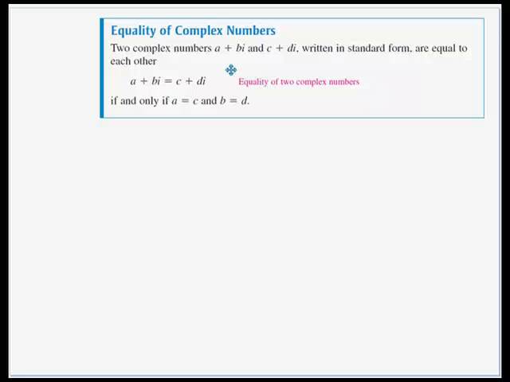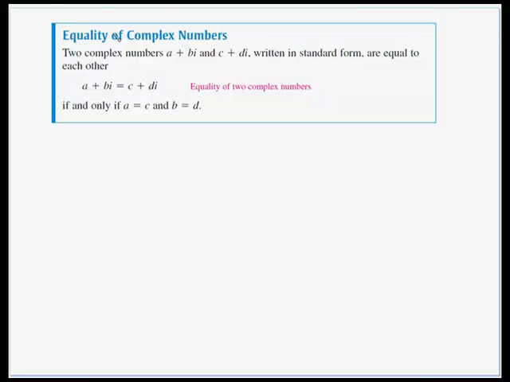We have a little theorem here. When are two complex numbers equal? Two complex numbers, a plus bi and c plus d times i, written in standard form, are equal to each other, a plus bi equals c plus di, if and only if a is equal to c, so a and c are exactly the same, and b is equal to d. So the imaginary piece, b times i, is equal to d times i. If those are equal, then the complex numbers are also equal.